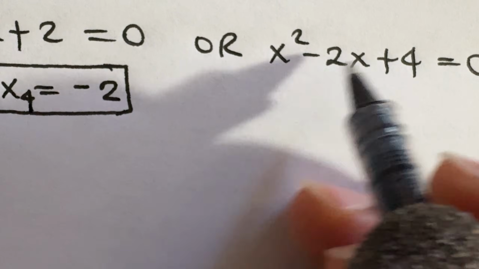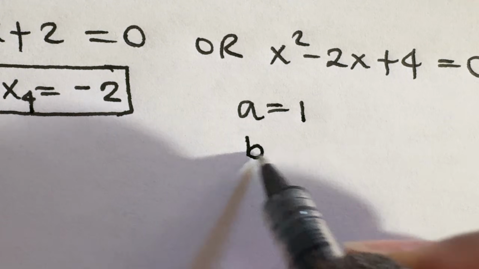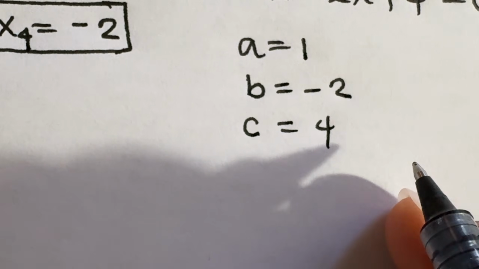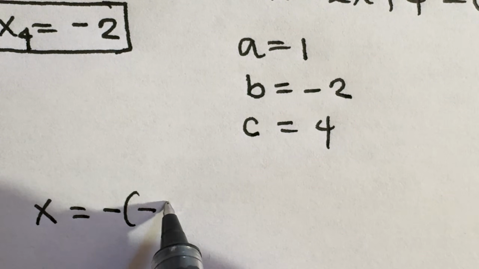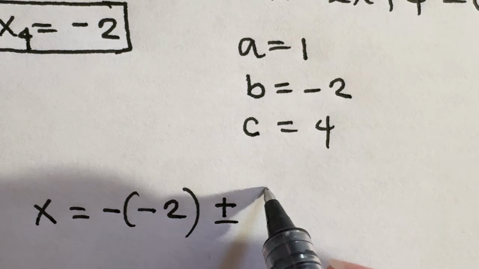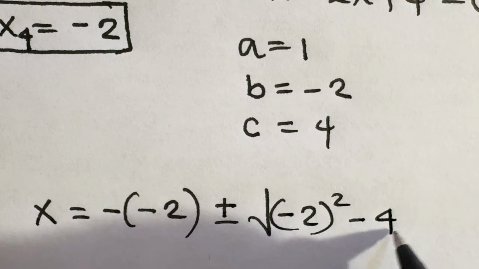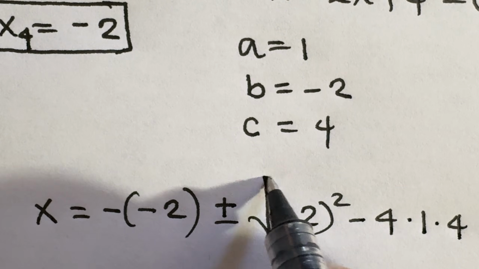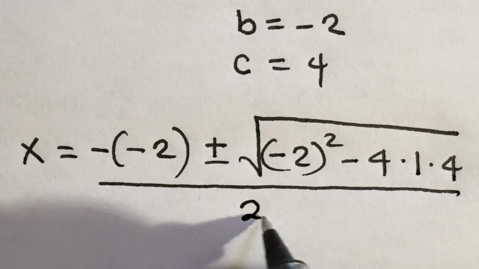Comparing this to the general quadratic equation, you see the coefficient of x squared here is 1, the coefficient of x, which is b, is -2, and the constant term is 4. So x in this case is going to be minus b, which is -2, so minus negative 2, plus or minus the square root of b squared, which is -2 squared, minus 4 times a, which is 1, and c, which is 4, square root of all of that, divided by 2 times a, which is 1.